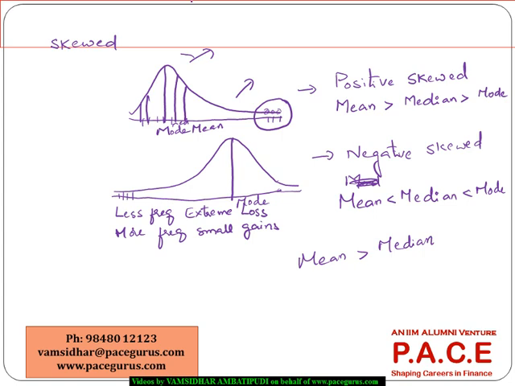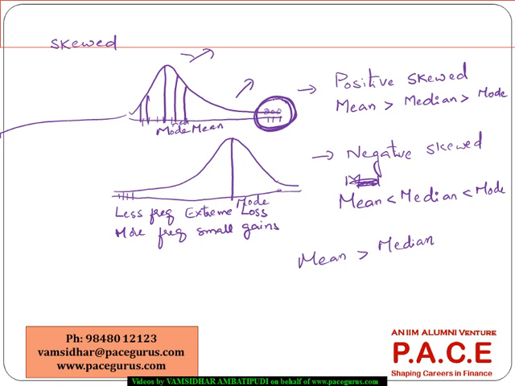So generally, a positive skew is more towards limited downside. The downside is very much limited because it cannot go until here. The downside is pretty much limited, but I can have a very few large upsides.